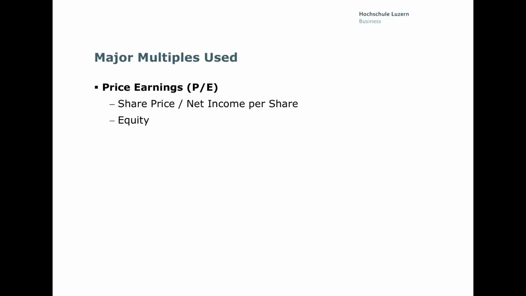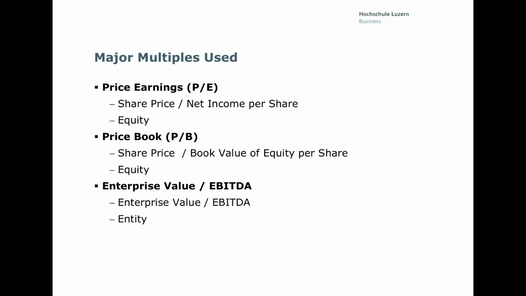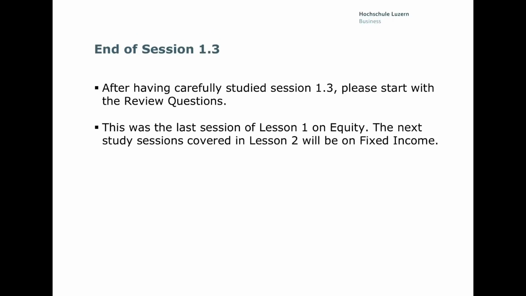So far, we have seen one example of a multiple in the form of the PE ratio. A second frequently used multiple is the price-to-book ratio, PB ratio for short, which is defined as the share price divided by the book value of equity per share. Another multiple, often used in equity valuation, is the enterprise value divided by the earnings before interest, taxes, depreciation, and amortization, EBITDA. PE and PB ratio are based on the equity approach, while enterprise value to EBITDA is based on the entity approach. After having carefully studied session 1.3, please start with the review questions.